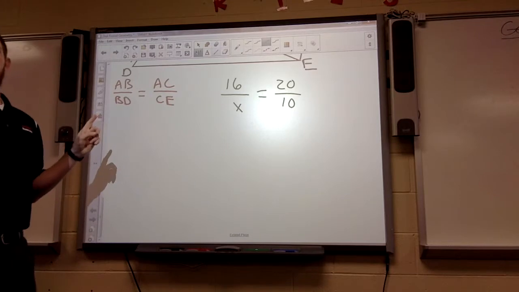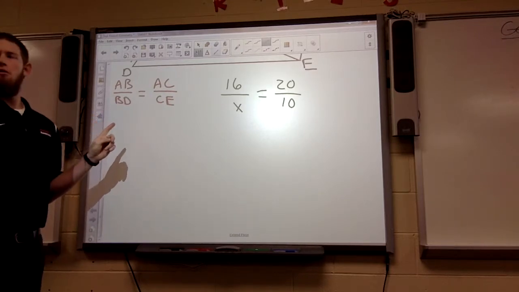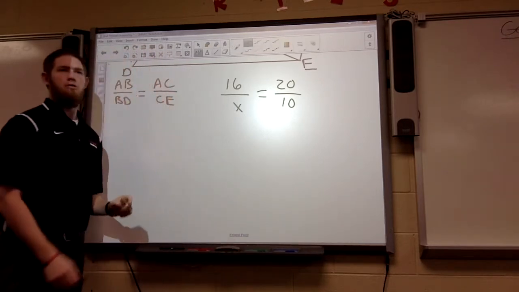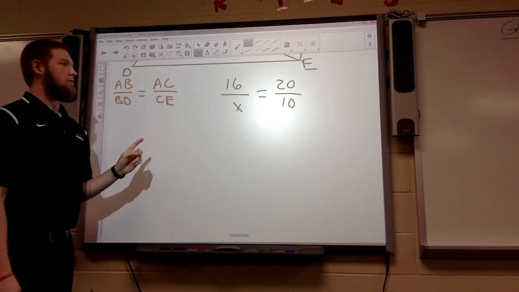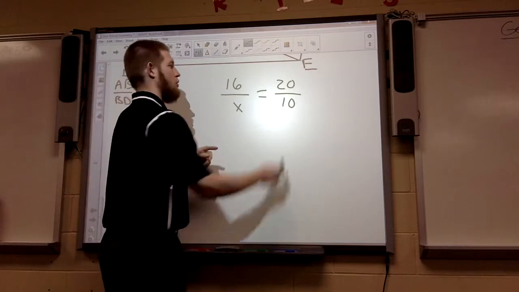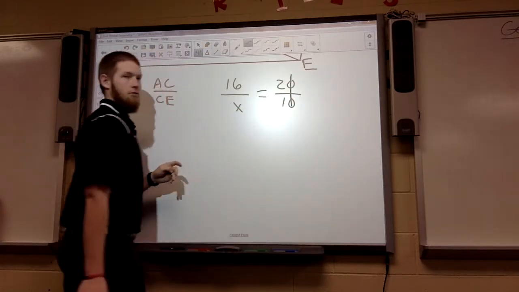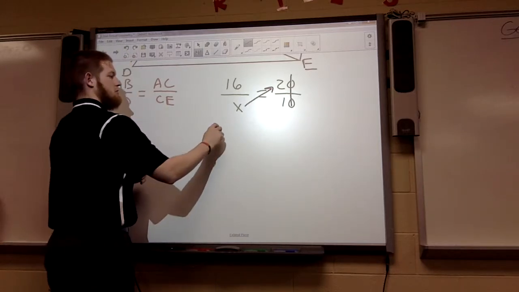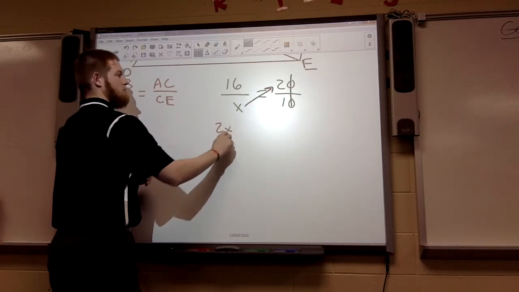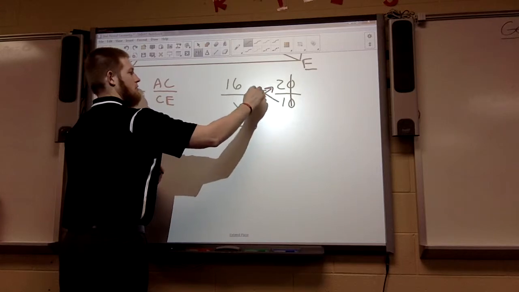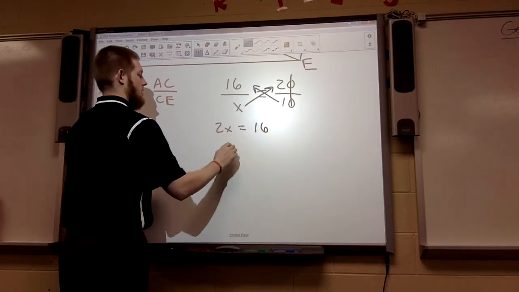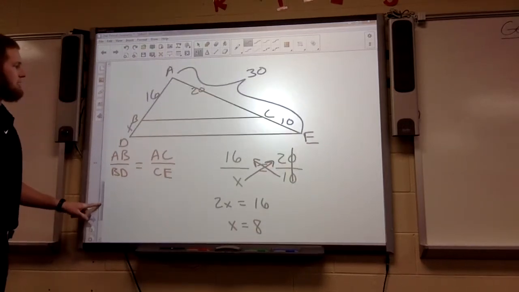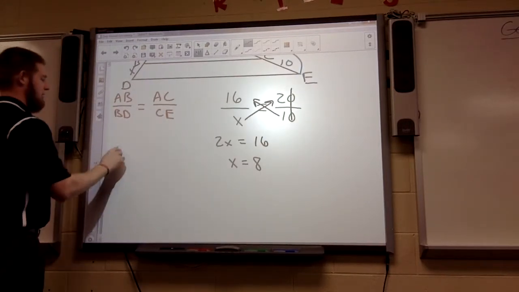Okay, and how do I solve this? Cross multiply. Is there something I can reduce here first to make it a little easier on us? What is that, Drew? The 20 and the 10. My zeros are going to cancel, right? Okay, so I have x times 2, which is 2x, equals 1 times 16, which is 16. So I know x equals what? 8.